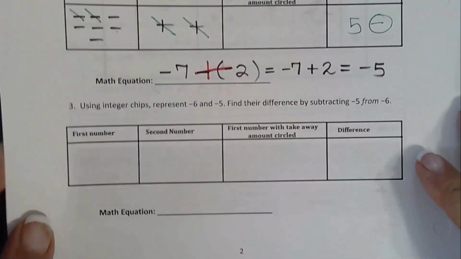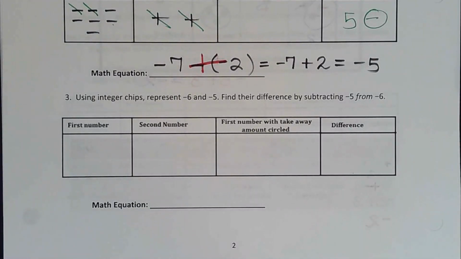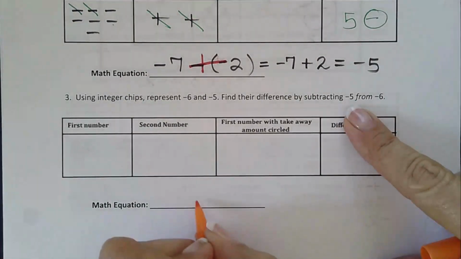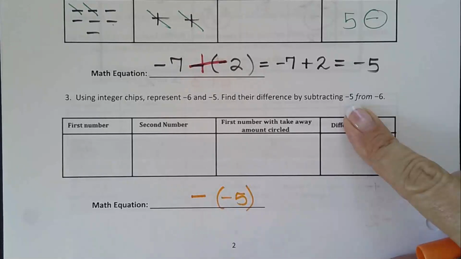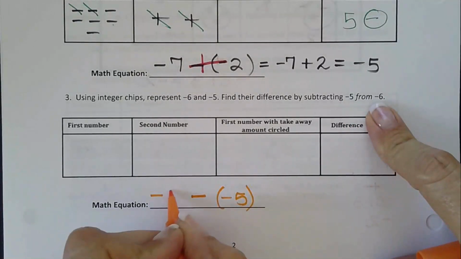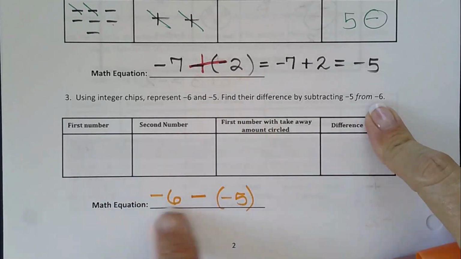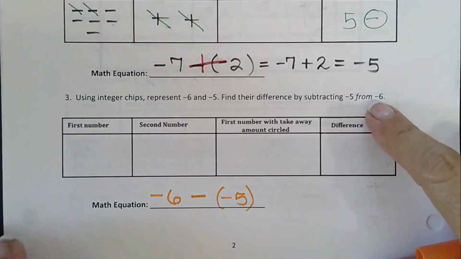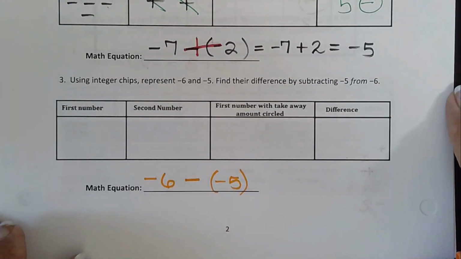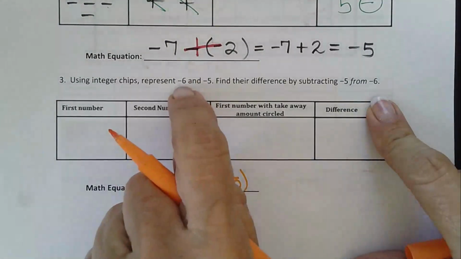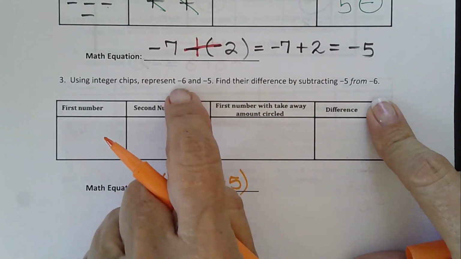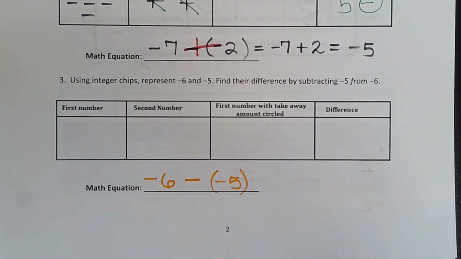Okay, next one's yours. So turn off the video and do that one and then check back. Okay. So we're subtracting. So I put my subtraction sign, -5, 2 negatives, so I need that, from -6. Or you could say find the difference between -6 and -5. Order does matter. So the number it's coming from always has to be listed first. When they tell you to find the difference, this has to be first, this has to be second. And difference means subtraction.